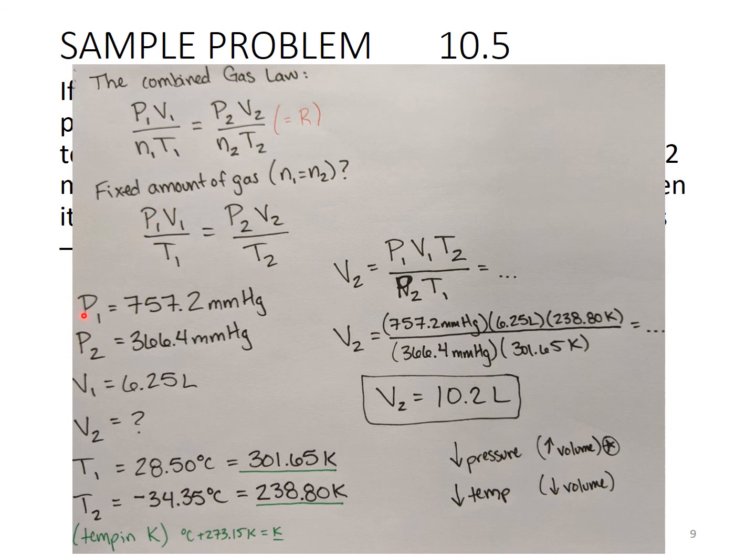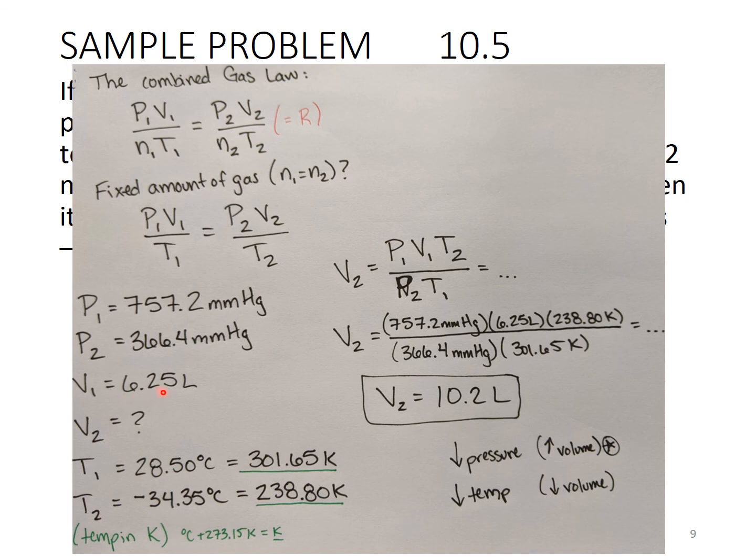Again, I'm labeling everything. So P1 is at ground level. That was the roughly 1 atmosphere. P2 was the lower pressure. Our volume initial was 6.25 liters for the balloon. We're trying to solve for V2. And again, our temperatures are changing quite a bit here. But we need to put our temperature in Kelvin. So remember, that was degrees Celsius plus 273.15 Kelvin. So you can get your temperatures in Kelvin. You just solve this equation for V2 and plug in everything. And V2, you get 10.2 liters.